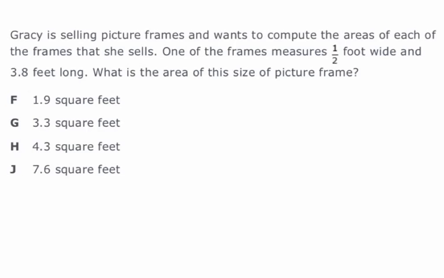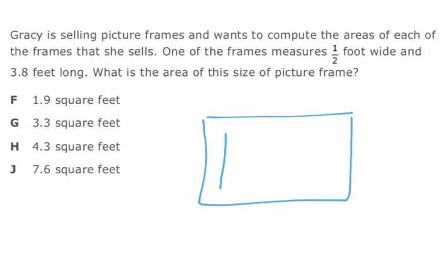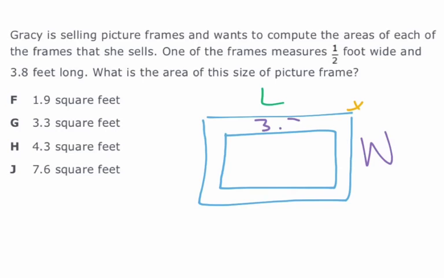So when we calculate area, of course, we have a picture frame here. What we're looking at is, and most everyone I think remembers, we're just going to get the length and multiply it by the width. And we're given those two measurements. We know the length is 3.8 here, right along there, and we know the width is 1/2. So all we really need to do is multiply these two values together and we can get our answer.